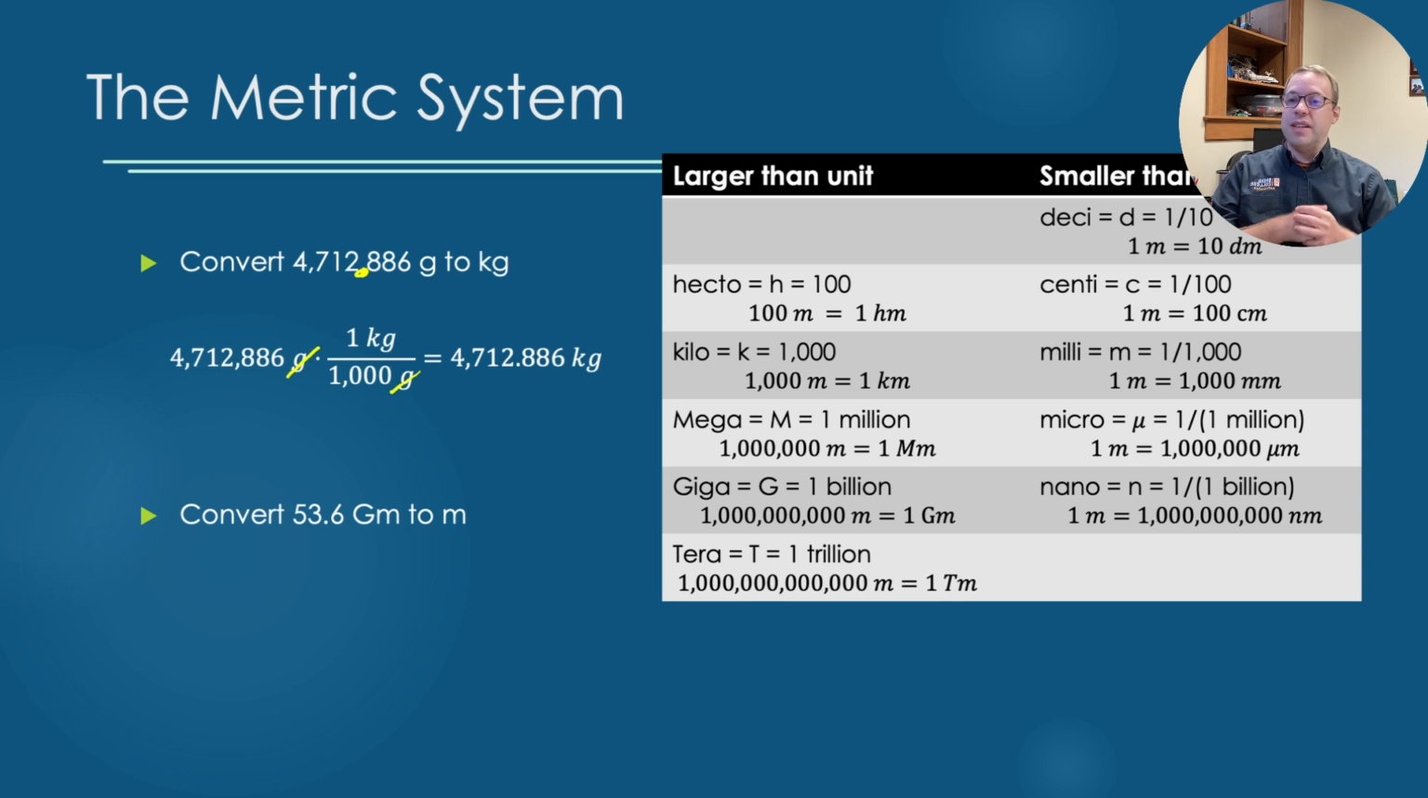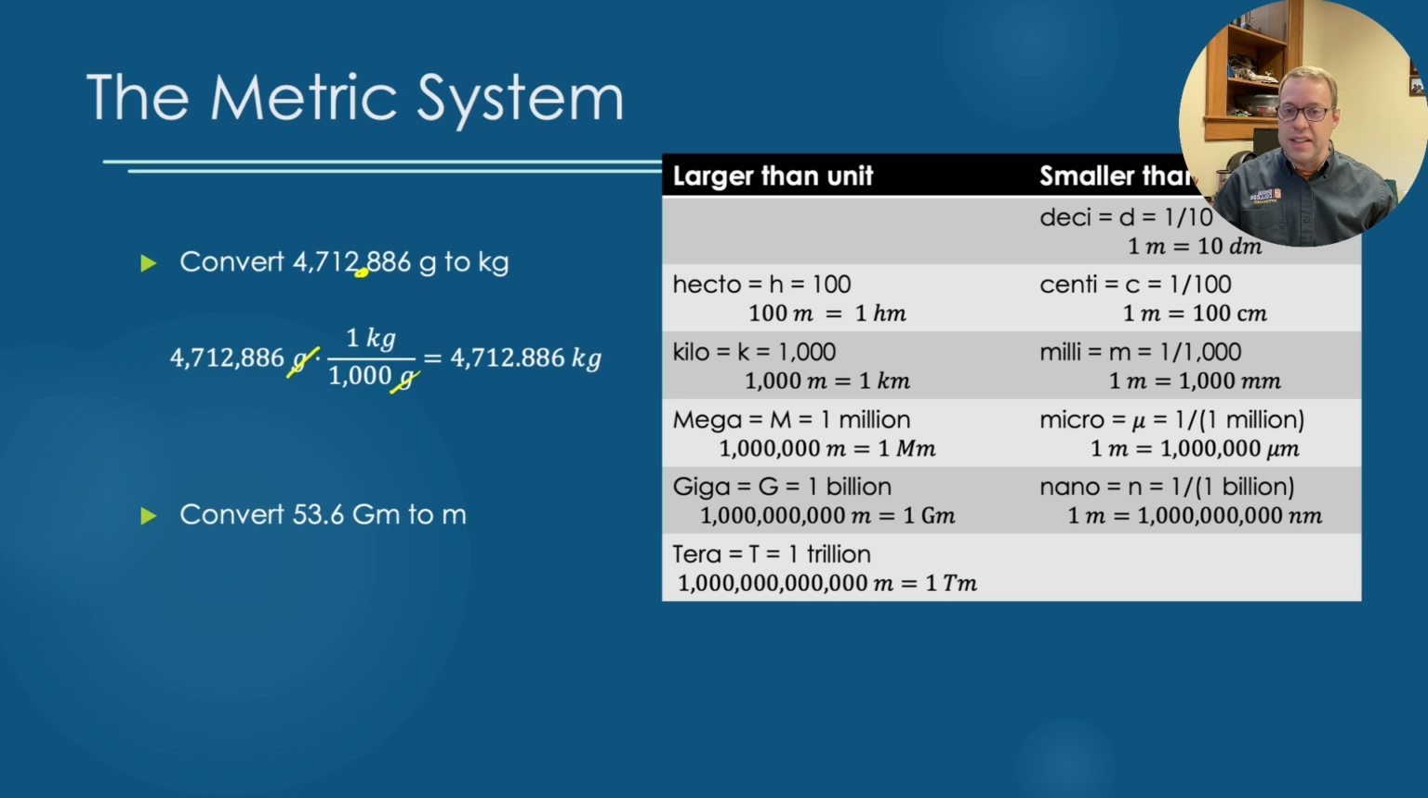All right, let's go to the next one. Convert 53.6 gigameters to meters. Again, I'm going to show you the shortcut method, and then I'll show you the math. So we're going from a prefix back to the base unit. In this case, replace the prefix with the number it represents.